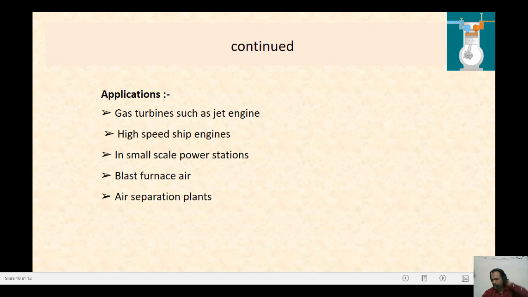And what is the application of this axial flow rotary compressor? Similarly, axial flow rotary compressors are used where we need high speed. Especially they are used in ships, gas turbines, jet engines, blast furnaces and air separation plants. All these types of axial flow rotary compressors are used.